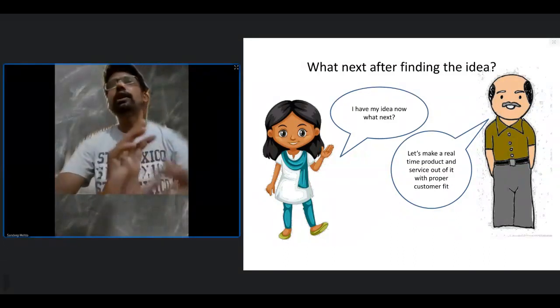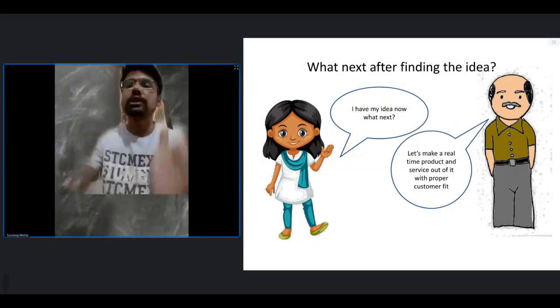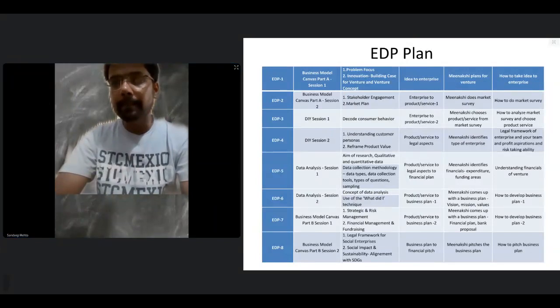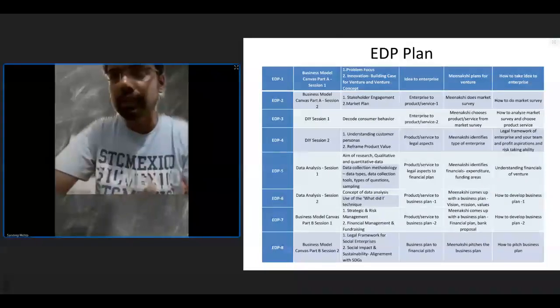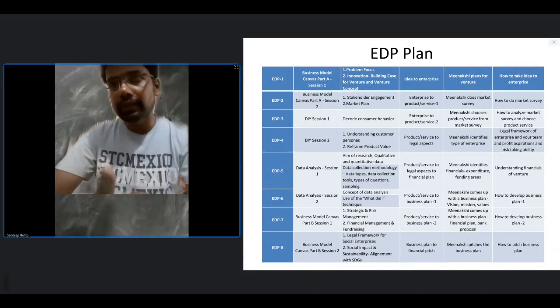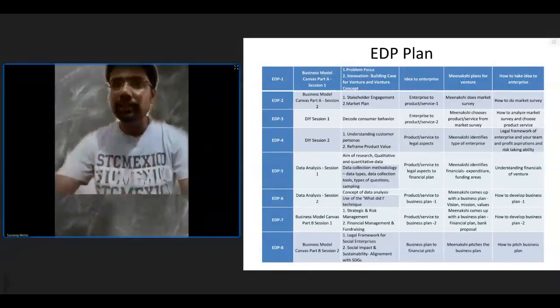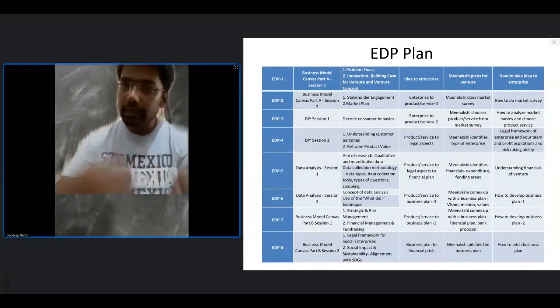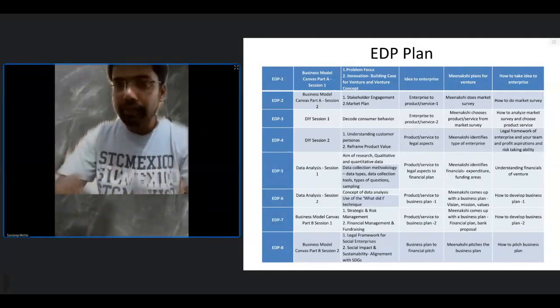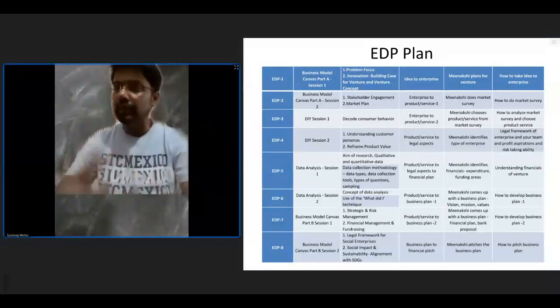So once you are done with the idea, we are going to travel our journey to the business plan development session. This is the whole planner, which consists of the 8 sessions essentially. In the first session, we are going to cover problem focus and innovation focus. These 2 sessions are majorly for the business model canvas, and they are in 2 parts, part 1 and part 2. There are another 2 sessions, which are DIY sessions, and they will have different components also, like decoding consumer behaviors and other things.